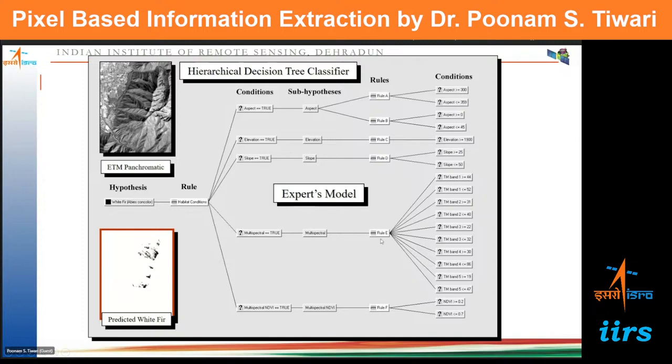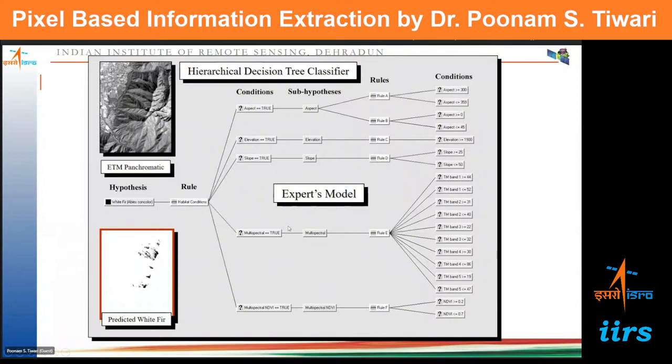If these all are true, then, because this particular species will be found only on a slope of 25 to 50 degrees, the slope image would also be considered. The slope for that particular pixel should be between 25 to 50 degrees. The elevation should be greater than 1900. Then aspect also 0 to 45. This is elevation and aspect.